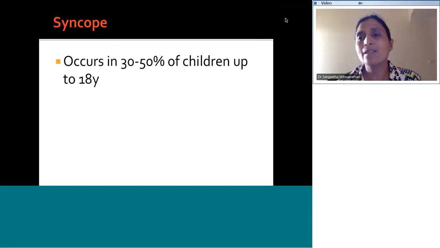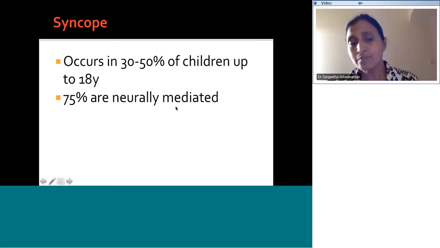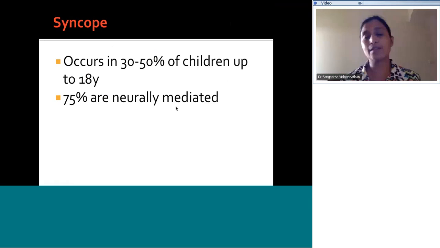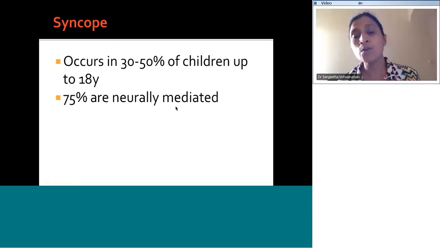Okay, so just some ground facts, just to lay the basis for the rest of the talk. Syncope in children is fairly common, and it happens in up to 50% of children. When you look at 0 to 18 years of age, up to 50% of children can have these syncopal episodes. Most of them are benign, and they are usually neurally mediated. Okay, we will come on to discuss the various types of syncope shortly, but most of them are due to autonomic dysregulation of some form. So they are usually benign and neurally mediated.